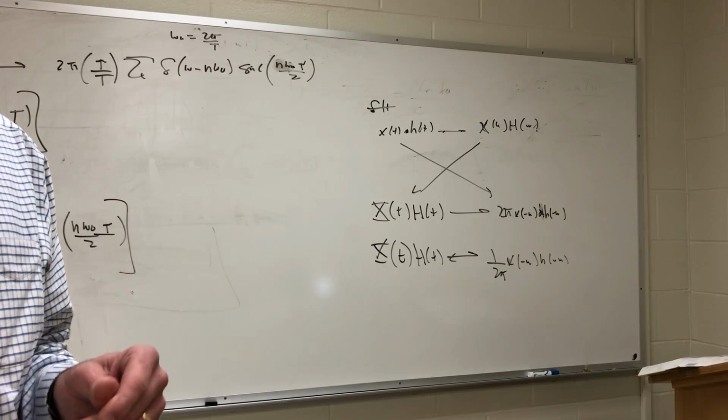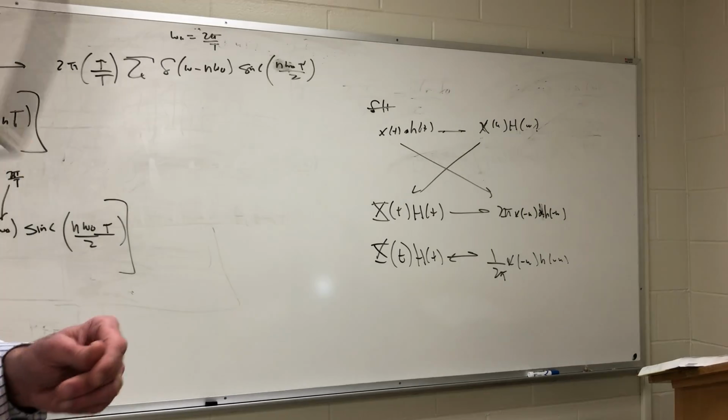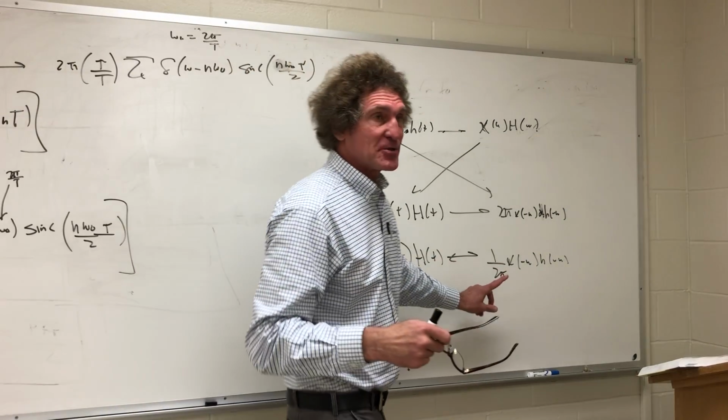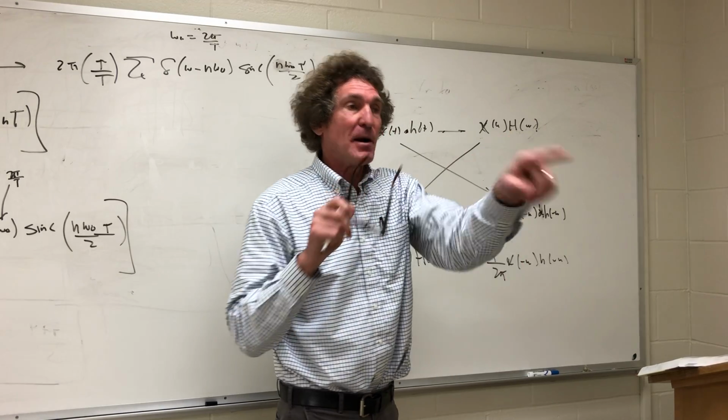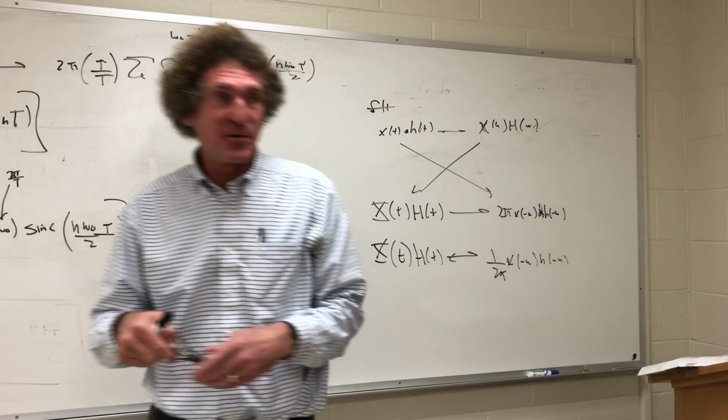It's 1 over 2 pi. See? 1 over 2 pi. Not 2 pi, but 1 over 2 pi. I can show you why, I think, afterwards. It's not 2 pi times that. And it's going to bug you until you see it, but I can show you.